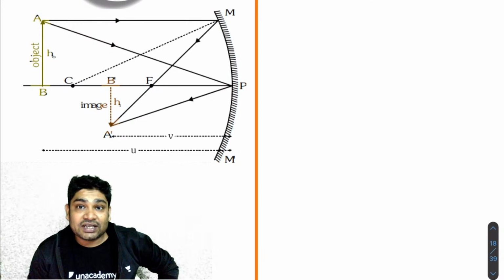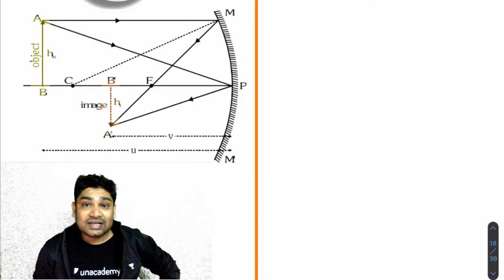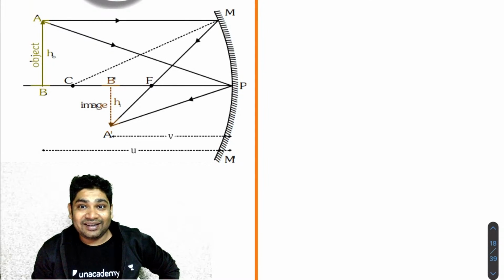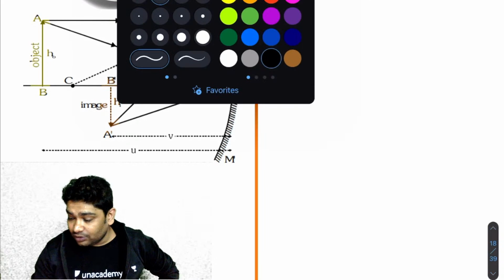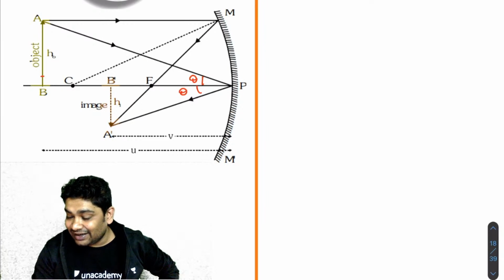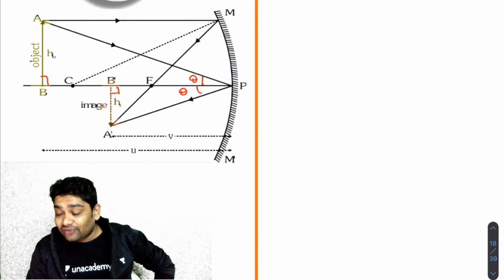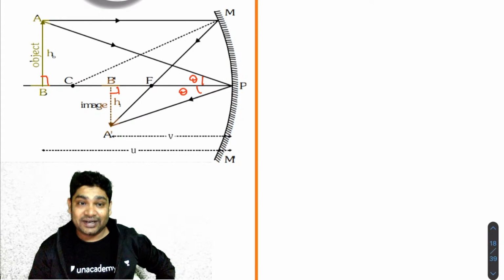Now, we considered two rays for image formation. One ray was parallel to the principal axis; after the reflection it would pass through the F. Another ray was incident at the pole, and after reflection it got reflected symmetrically with respect to the pole. From this figure, if this angle is theta, this angle is also theta. If this angle is 90, this angle is also 90. Take a look at these two triangles, triangle ABP and triangle A dash B dash P.